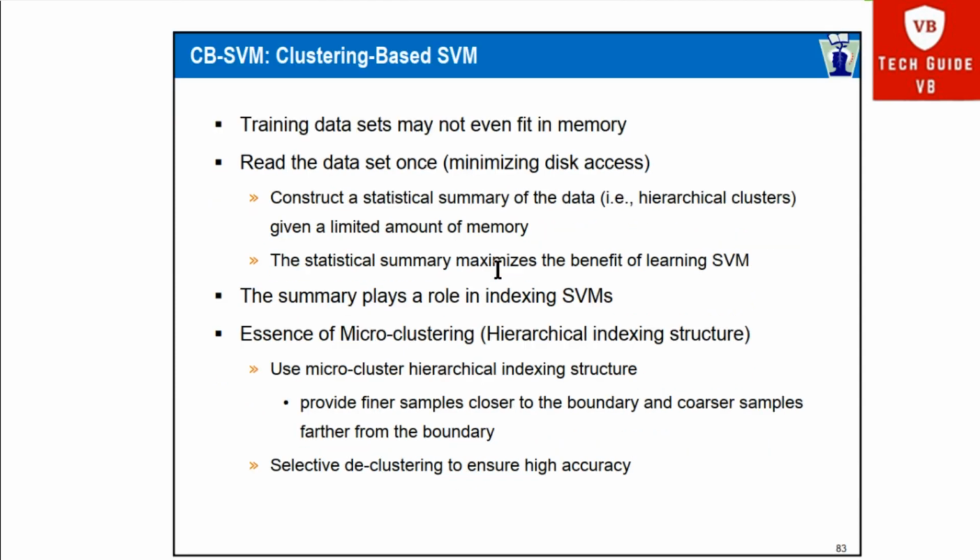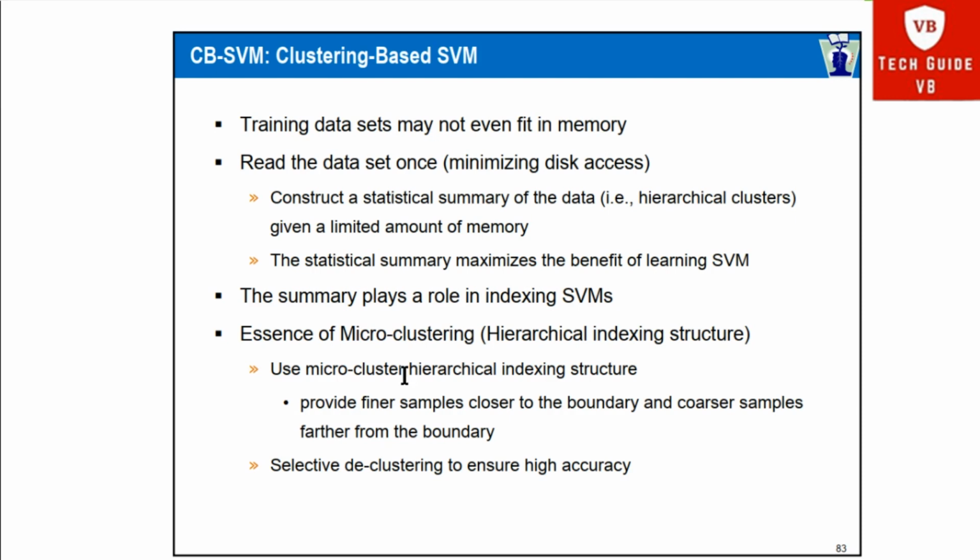So there is one type of SVM, CB SVM, that is clustering based SVM, where training data sets may not even fit in memory, and it reads the data set once only, that is minimizing the disk access. Okay, how does it do it? After constructing a statistical summary of data, given a limited amount of memory, the statistical summary maximizes the benefit of learning SVM. Then the summary plays a role in indexing SVM.